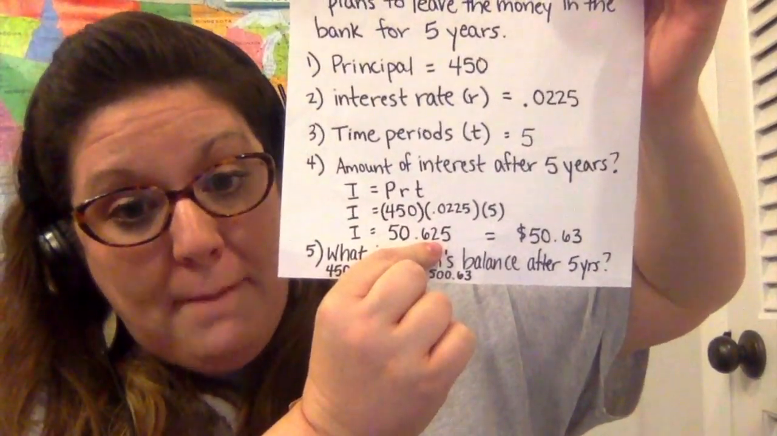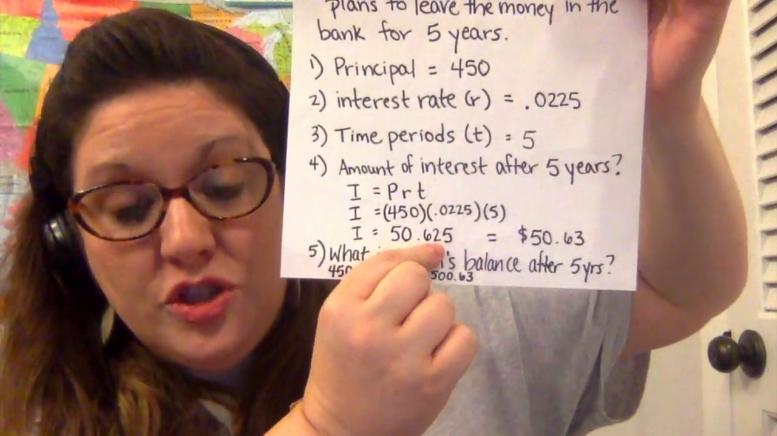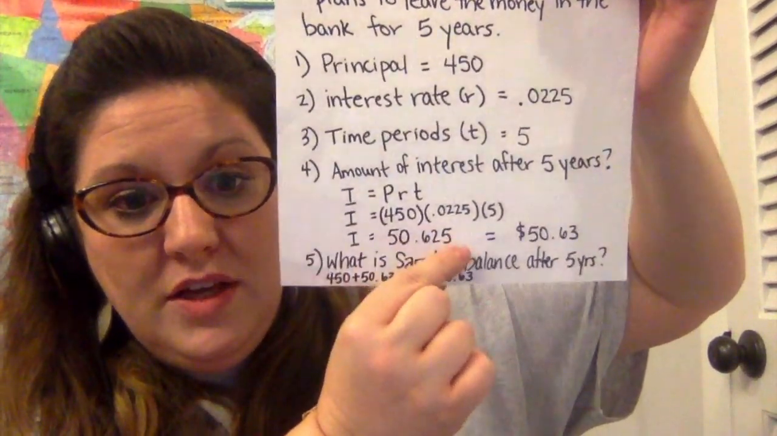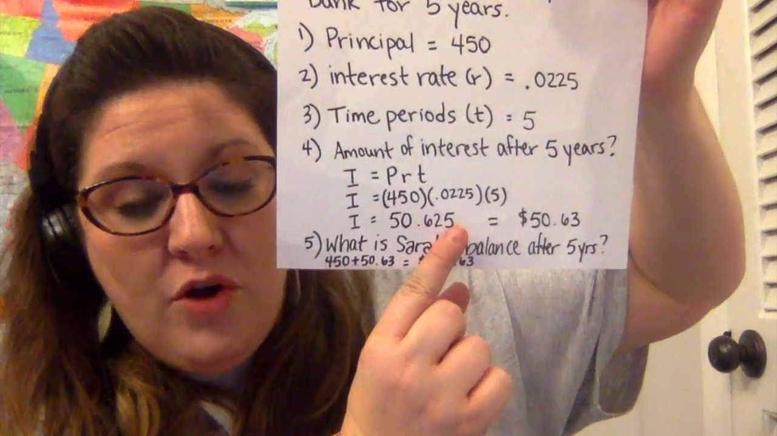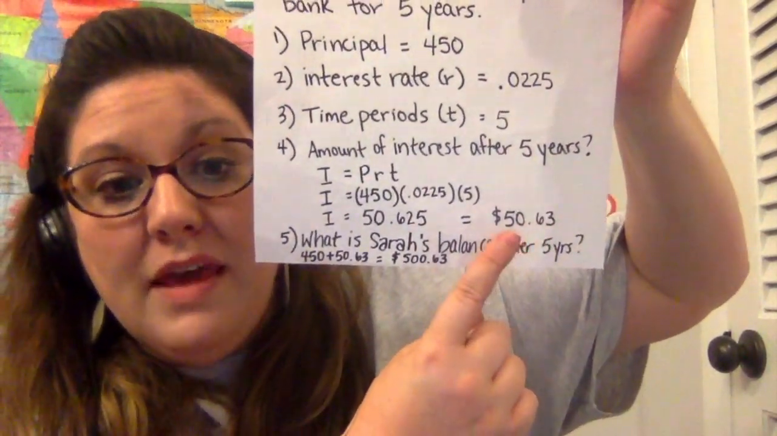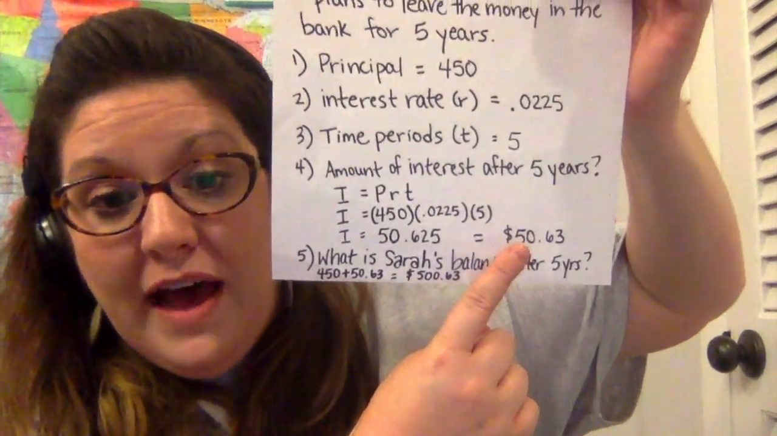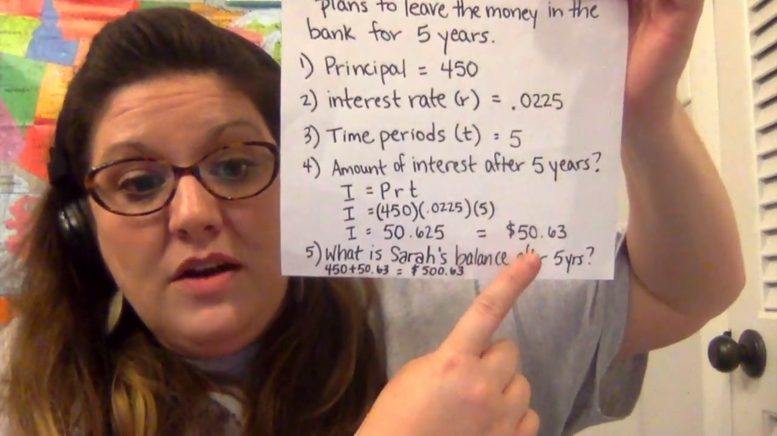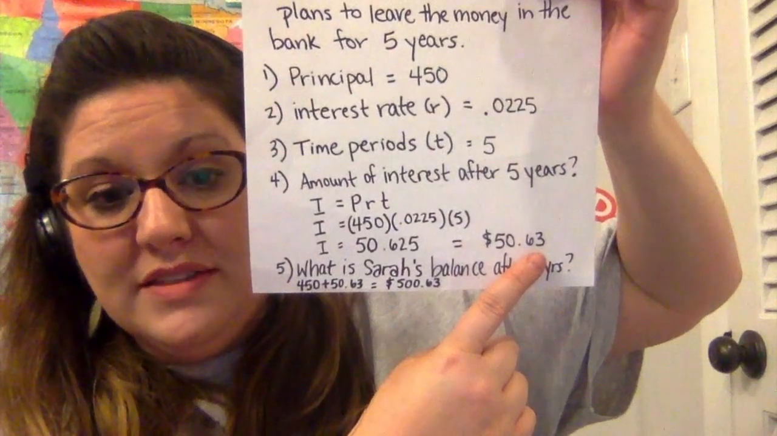Because we're talking about money, we really just need to have 2 places after our decimal. So since this is a 5 or greater, we round the 2 up to a 3. The amount of interest earned after 5 years is $50.63.